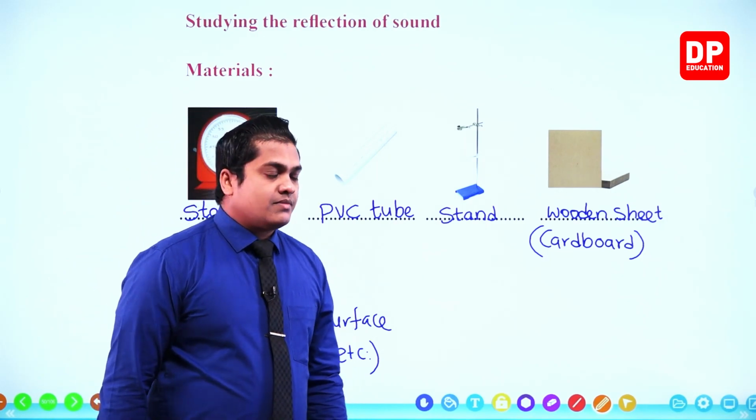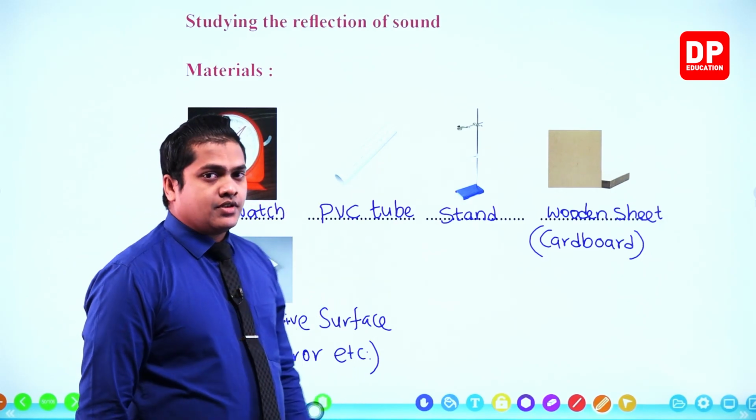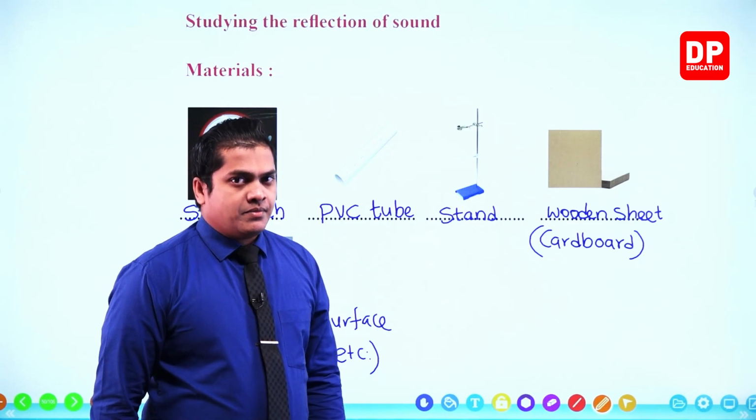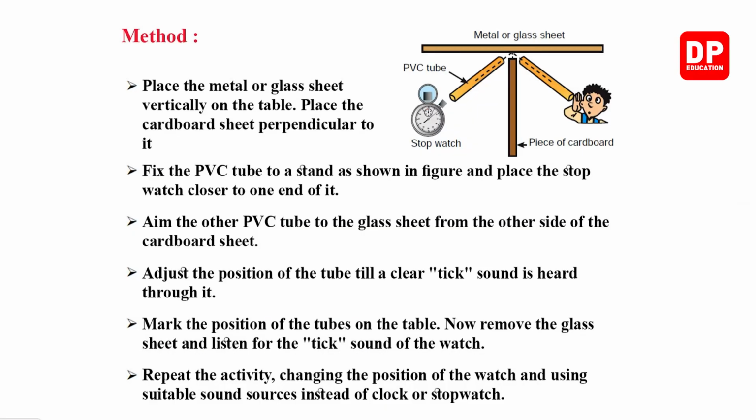Okay, so these are the materials that you need, my dear children. Now let's head on to see the method. Right, place the metal or glass sheet vertically on the table. So that metal or glass sheet is the reflective surface, okay? Metal sheet, glass sheet, plane mirror, or tile sheet, whatever. You have to keep it vertically on the table.